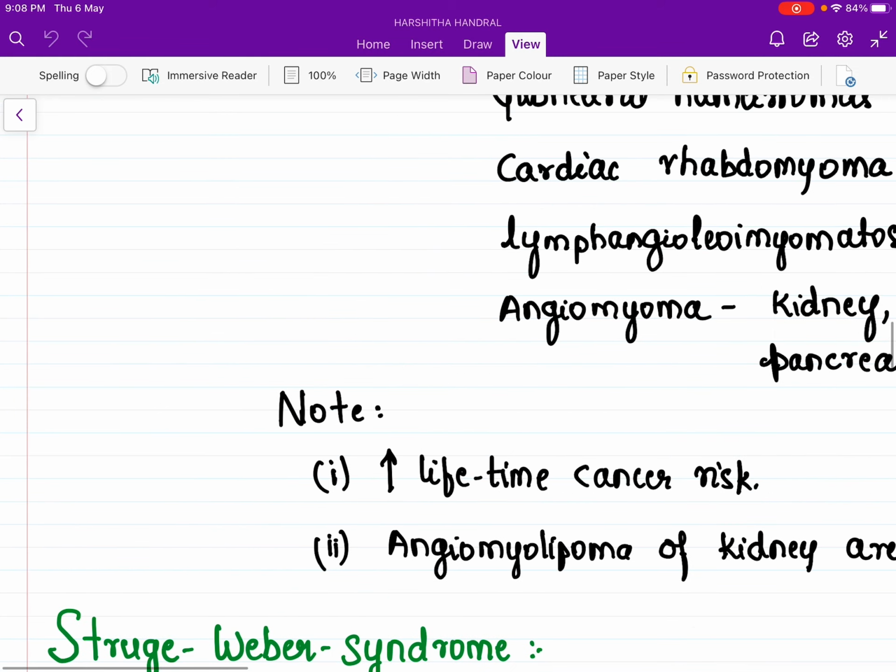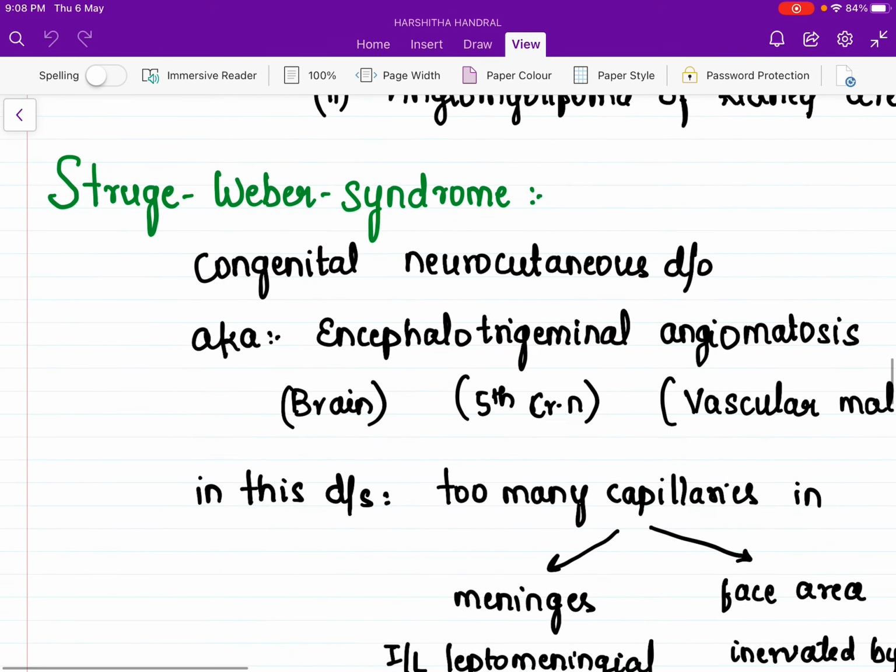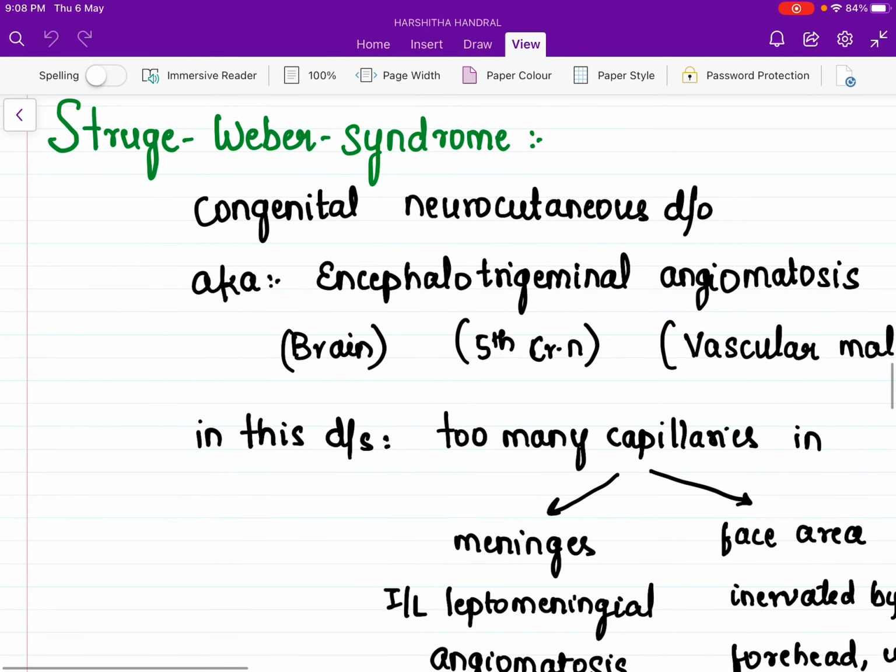So this is about the tuberous sclerosis. Next neurocutaneous syndrome is Sturge-Weber syndrome. Sturge-Weber syndrome is a congenital neurocutaneous syndrome, and the other name of Sturge-Weber is encephalo-trigeminal angiomatosis. That is encephalo, brain is involved, trigeminal, that is the fifth cranial nerve, angiomatosis, so vascular malformation.